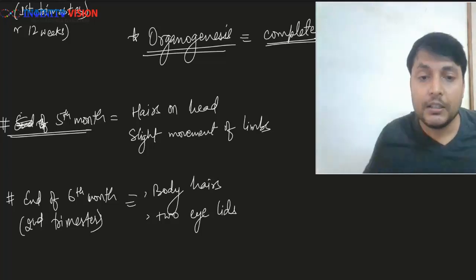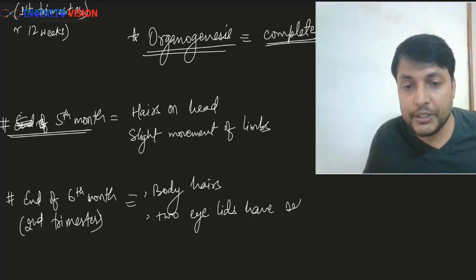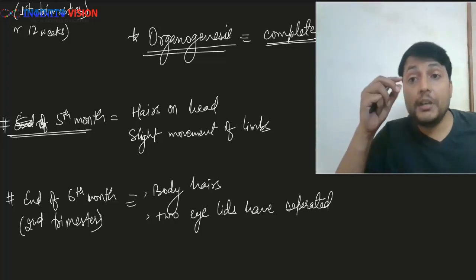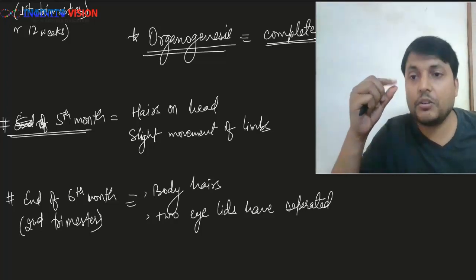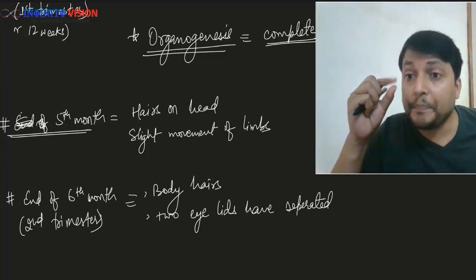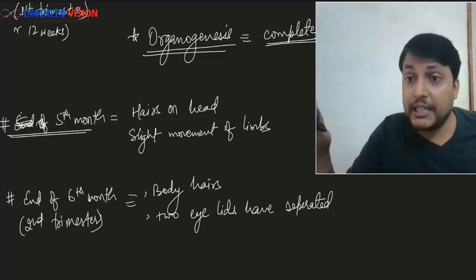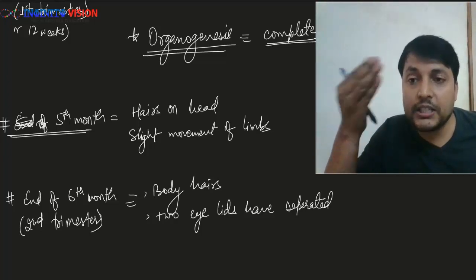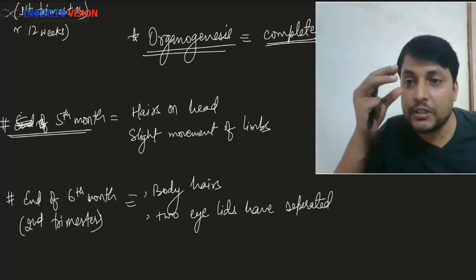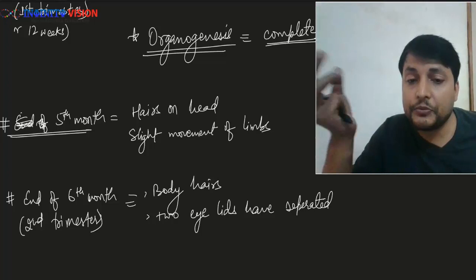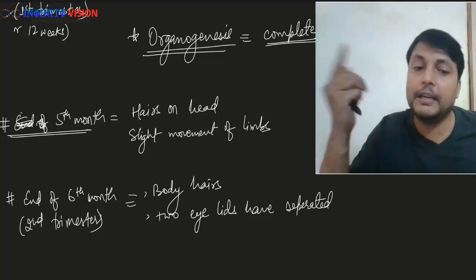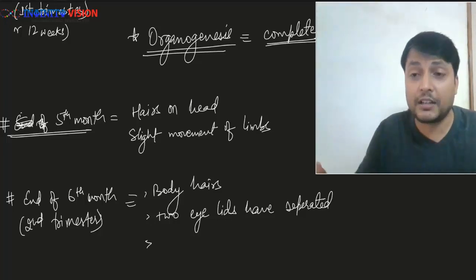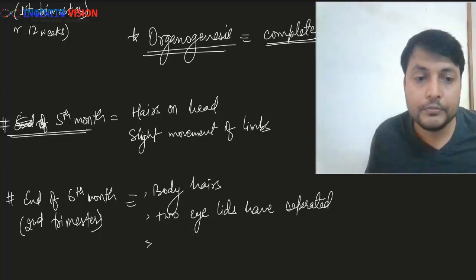As well as body hairs, we see the two eyelids, upper and lower. Both eyelids have separated. This means that now the fetus can blink his or her eyes. The eyelids are separate now. So up to 6 months they are kind of blind. They cannot see, they cannot separate their eyelids because they are fused. Only by the end of 6 months they are separate, and now they'll start opening or blinking their eyes. However, inside the womb it is pitch dark, so it's of no use as of now.